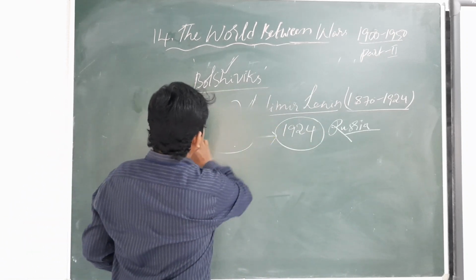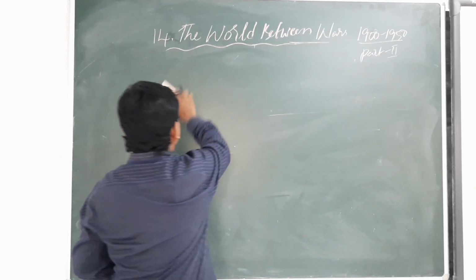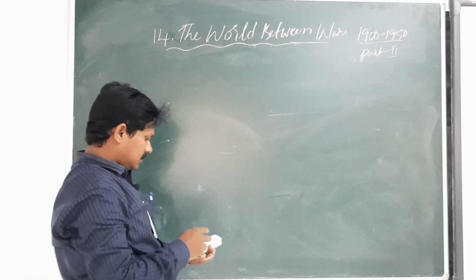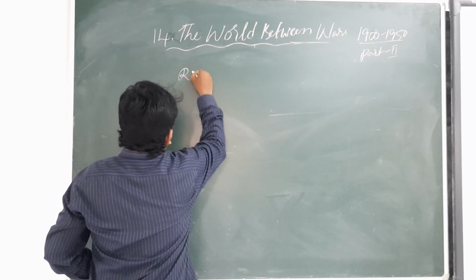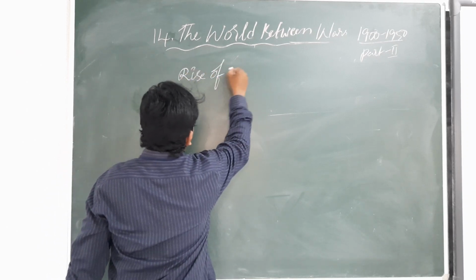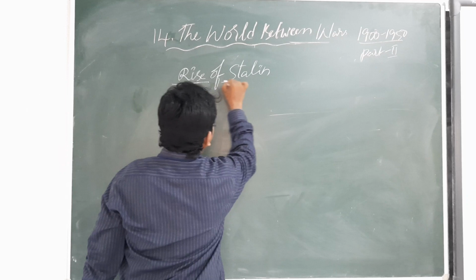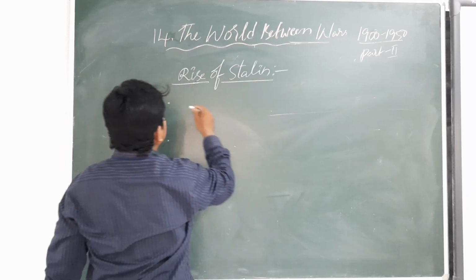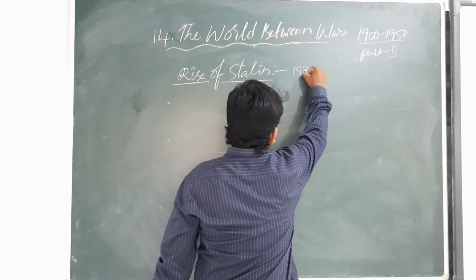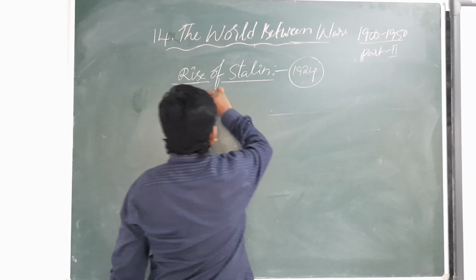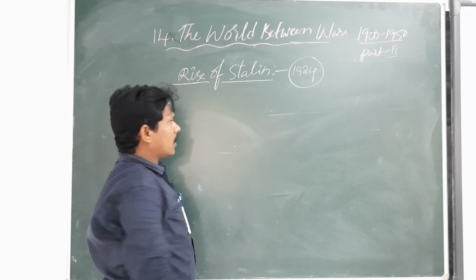And another important point, or key concept, is the rise of Stalin. After the death of Vladimir Lenin in 1924, Joseph Stalin emerged as a leader of the Communist Party.